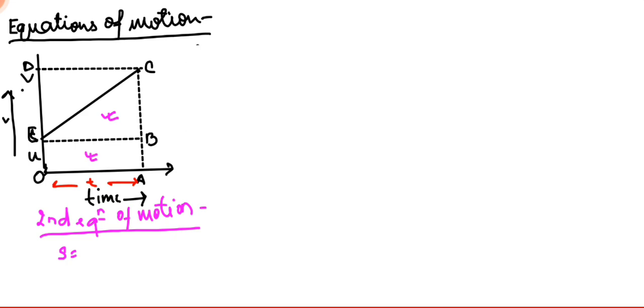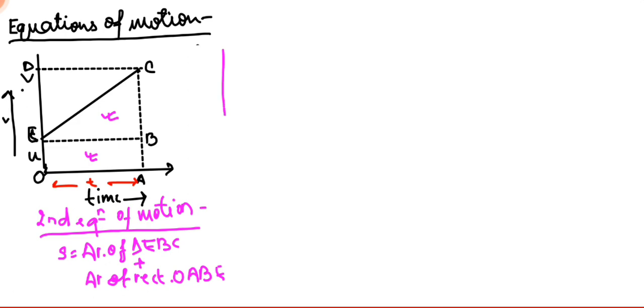So we can write it as area of triangle, that is EBC, plus area of rectangle OABE.